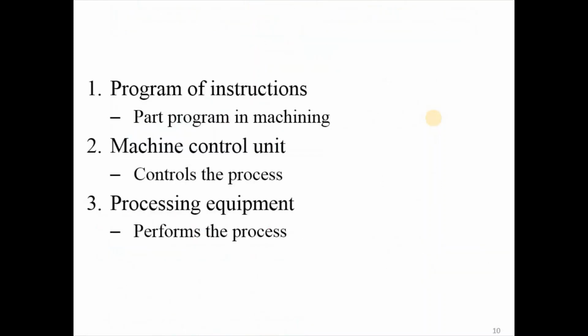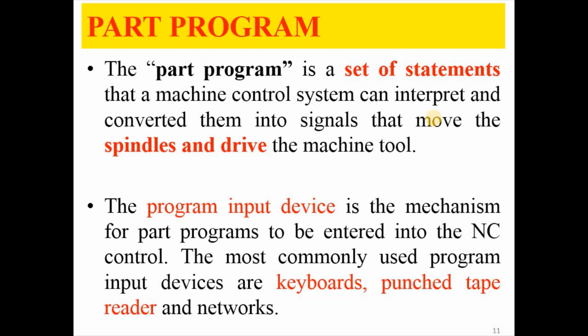What are the functions of these elements? First, the part program is used for part programming. The machine control unit controls the whole process, and the last one performs the processing. We will start from the first point, that is the part program.